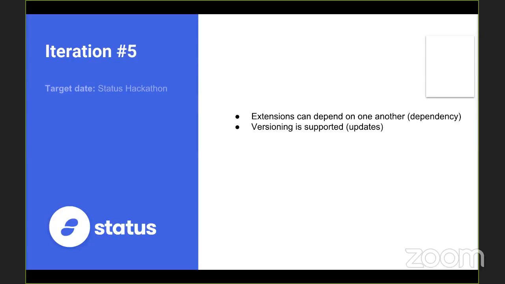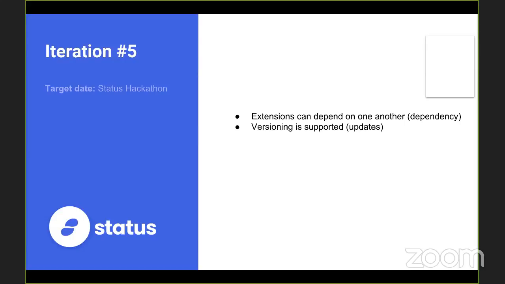And then the last one for now would be targeted for the Status hackathon. And so it would introduce the concept of dependency. So having extensions depend on other extensions and reuse code written by other people. And a kind of related concept is versioning. So once you published your extension, then you want to push a new version. So how can you inform end users of that? So it will probably be based on ENS and just updating your ENS to point to a different version or something like that.